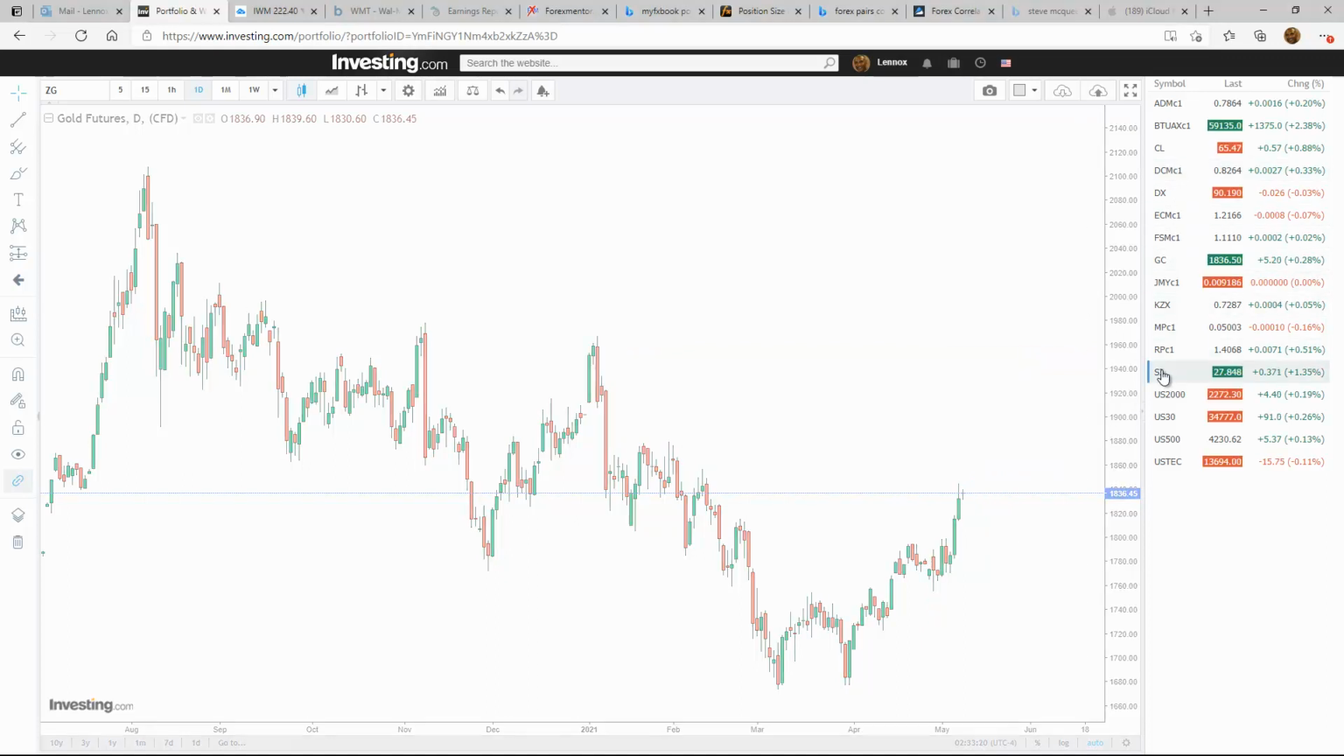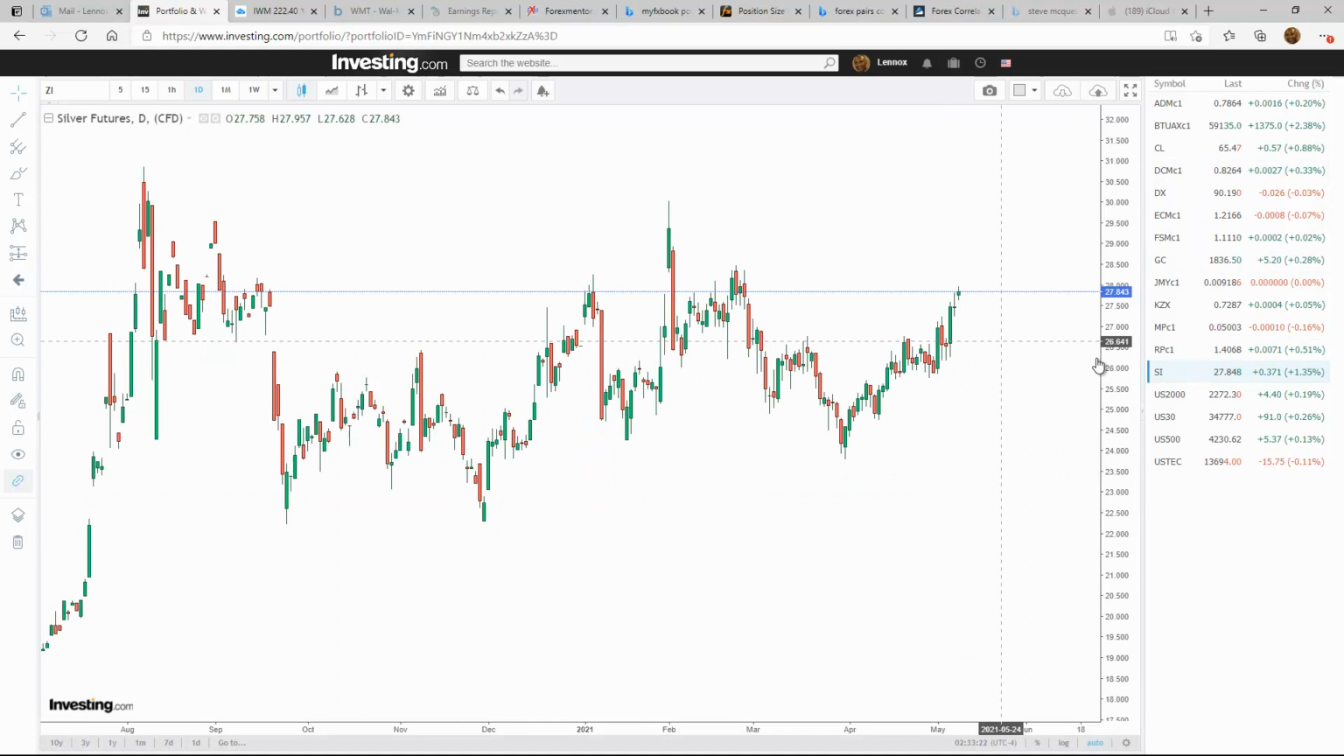Let me take a look at silver. So yes, silver is also pushing to the upside with strength. And again, we'll be looking for that to come back up into this area.